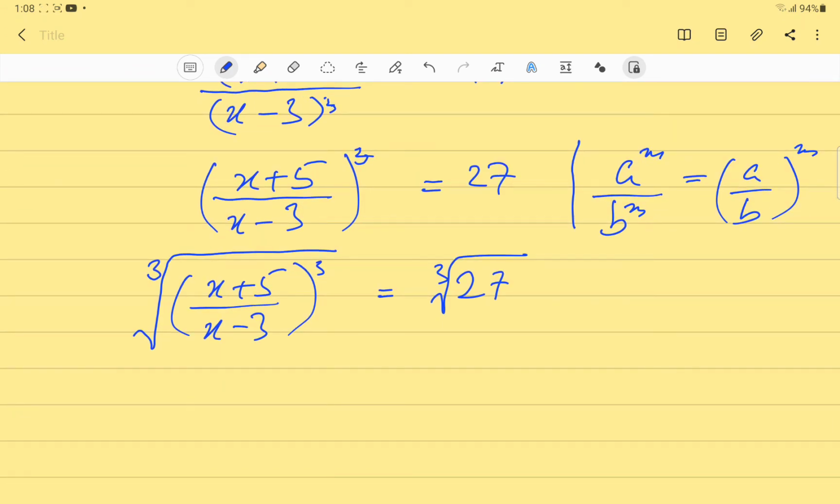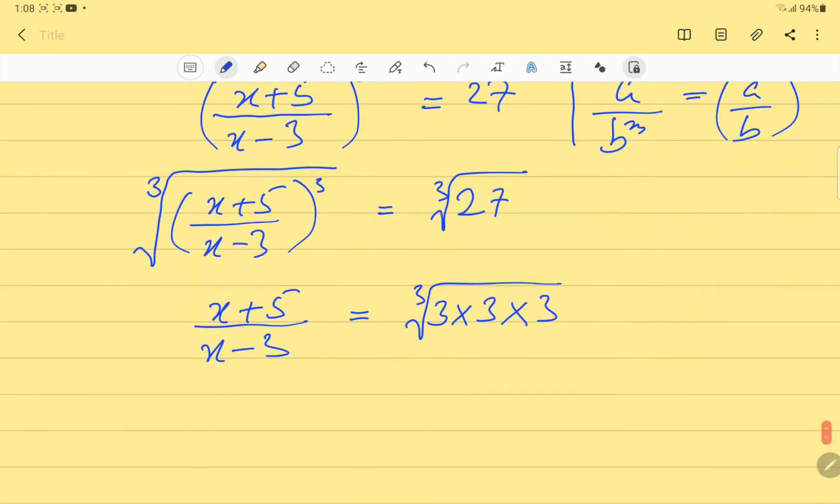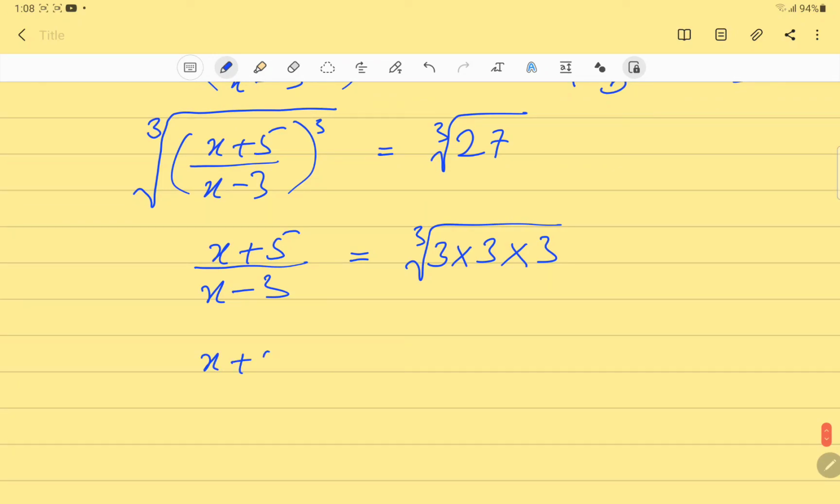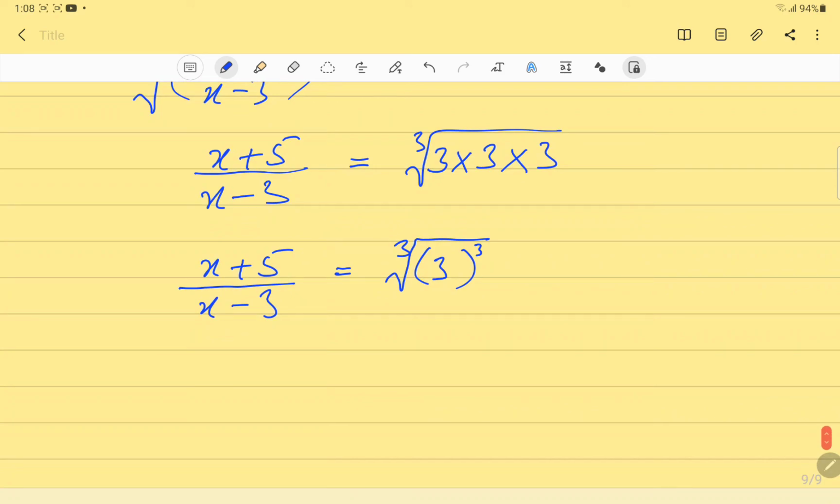So left side will be x plus 5 over x minus 3 because cube root will cancel with cube, and the right side 27 can be written as cube root of 3 into 3 into 3. So x plus 5 over x minus 3 is equal to cube root of 3 raised to power 3. So this cube root and power 3 will cancel with each other, and we will be left with x plus 5 over x minus 3 is equal to 3.